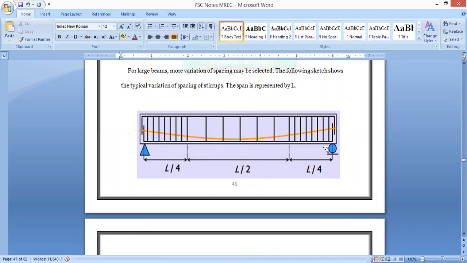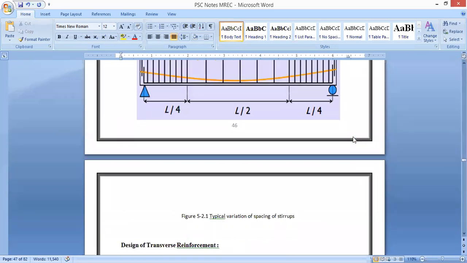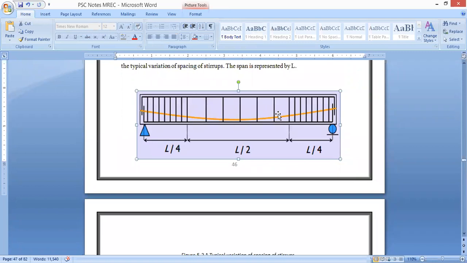This is a simply supported beam. At mid span, half of the length will have more widely spaced stirrups. Why? Because at the mid span your shear forces or shear stresses will be very less. But towards the support your shear forces will be more, so the stirrups which we are providing in a beam should be closely spaced. L/4 distance at both supports will be provided with less spacing. So this is a typical variation of spacing of stirrups provided in a simply supported beam.